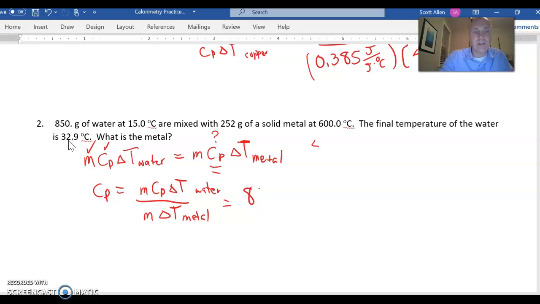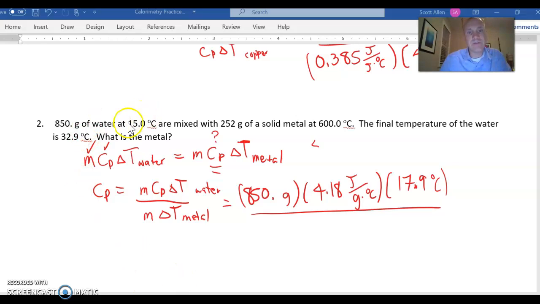All right, we have 850, and notice there's a period at the end of that, which indicates that this is going to have 3 significant figures. Specific heat is 4.18 joules per gram per degree Celsius, and the temperature change of the water, taking the difference between the end temperature and the start temperature of the water, gives us this delta T of 17.9 degrees Celsius. The mass of the metal is 252 grams.